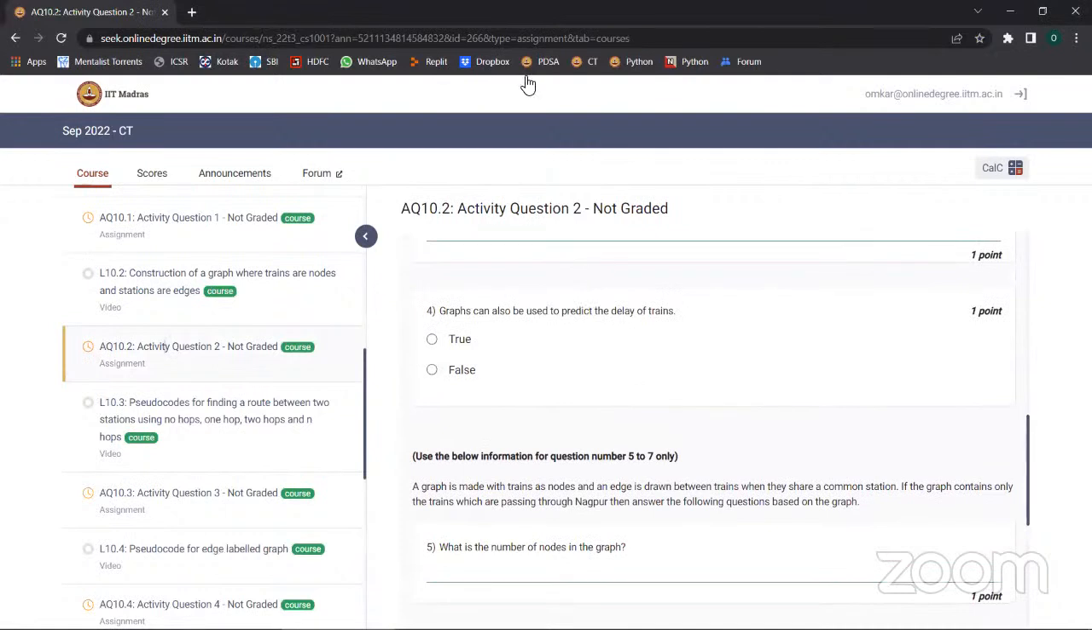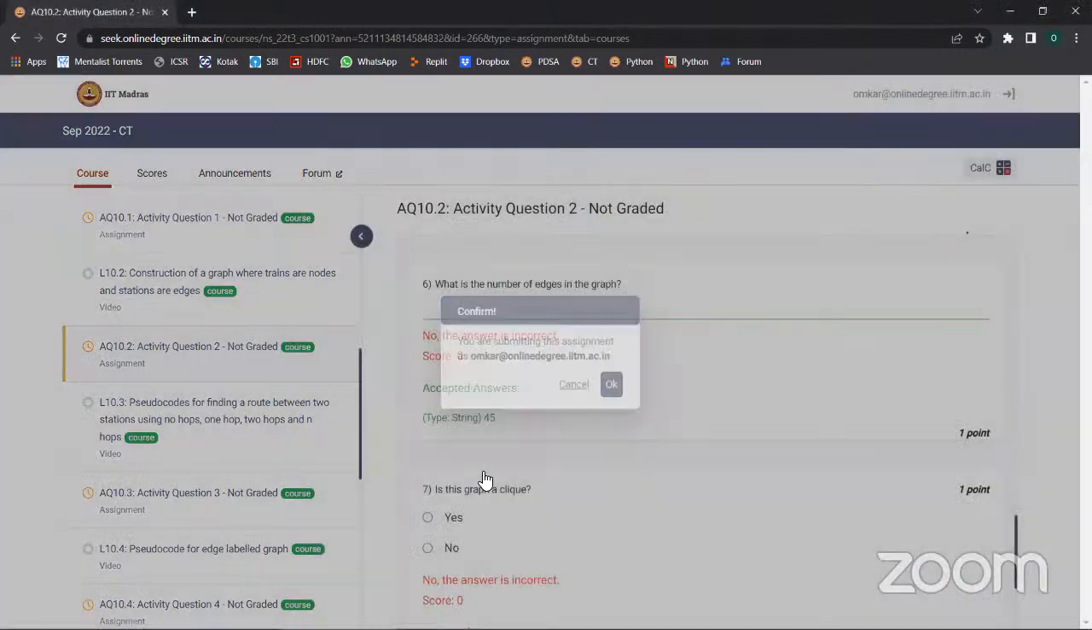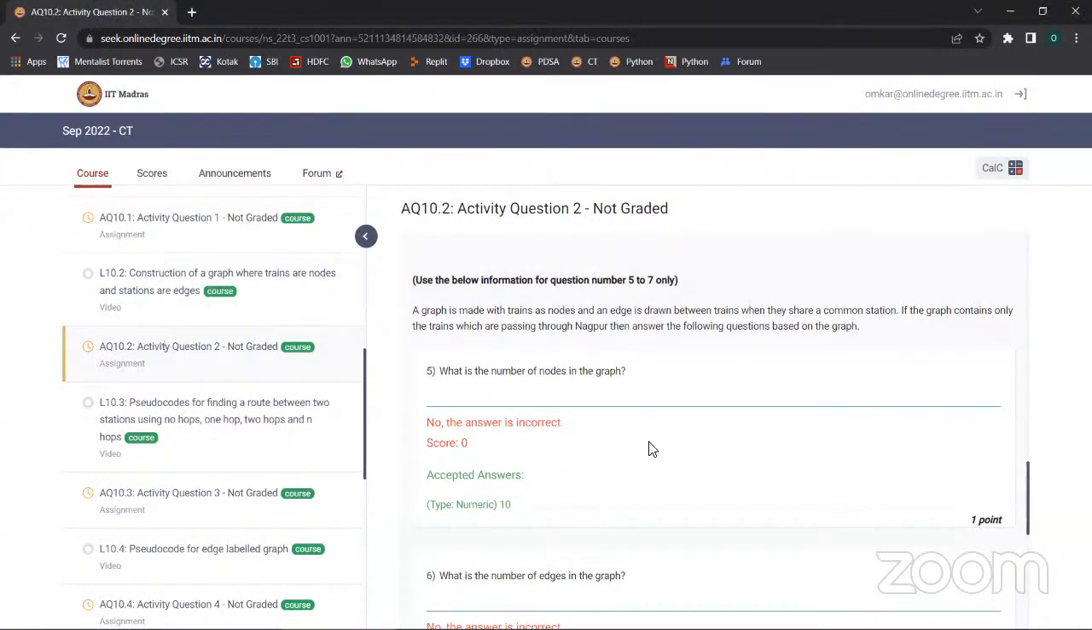Sir, here graph can also be used to predict the delay of trains. So, sir, I didn't get it correctly. How is it true? Okay. So I think the correct answer is okay.